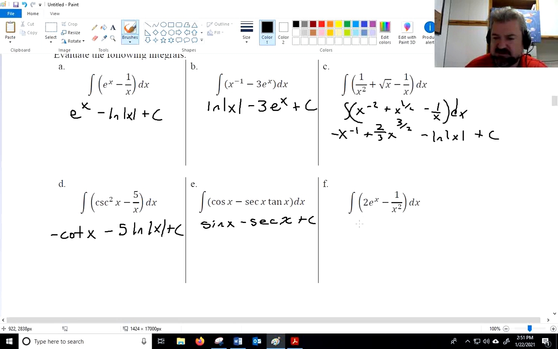All right, this one over here I'm going to rewrite as the integral of 2 e to the x minus x to the negative 2 dx. When I integrate, it's 2 e to the x minus x to the negative 1 divided by a negative 1, which makes that a plus, and then a c.